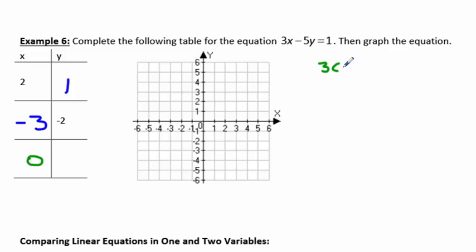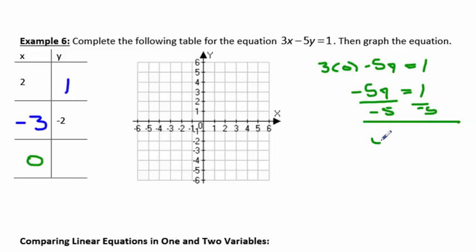So if I plug in a 0 for x, I have 3 times 0 minus 5y equals 1, or just negative 5y equals 1. And then if I divide both sides by negative 5, we'll come out with y equals 1 divided by negative 5, which is negative 1/5. So the ordered pair is 0, negative 1/5. When I go to graph this, it's going to be nice to know that negative 1/5 is about negative 0.2 in decimal.